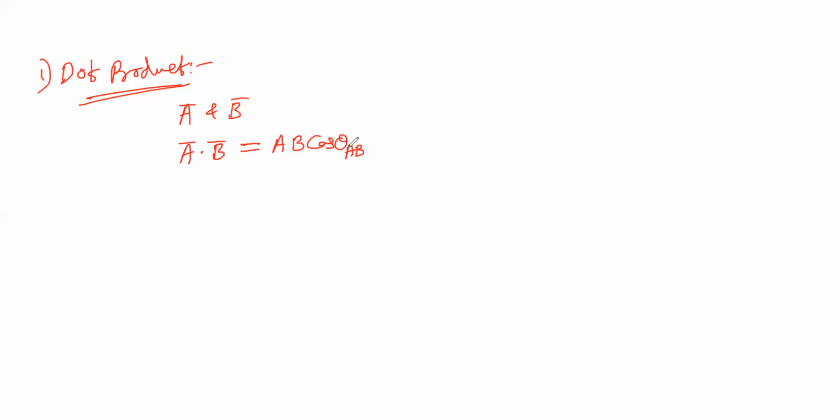Once again I am repeating the definition. The dot product or scalar product is defined geometrically as the product of the magnitudes of A and B and the cosine of the angle between those two. The expression is A bar dot B bar equals AB cos theta AB, where theta AB is the angle between A bar and B bar.